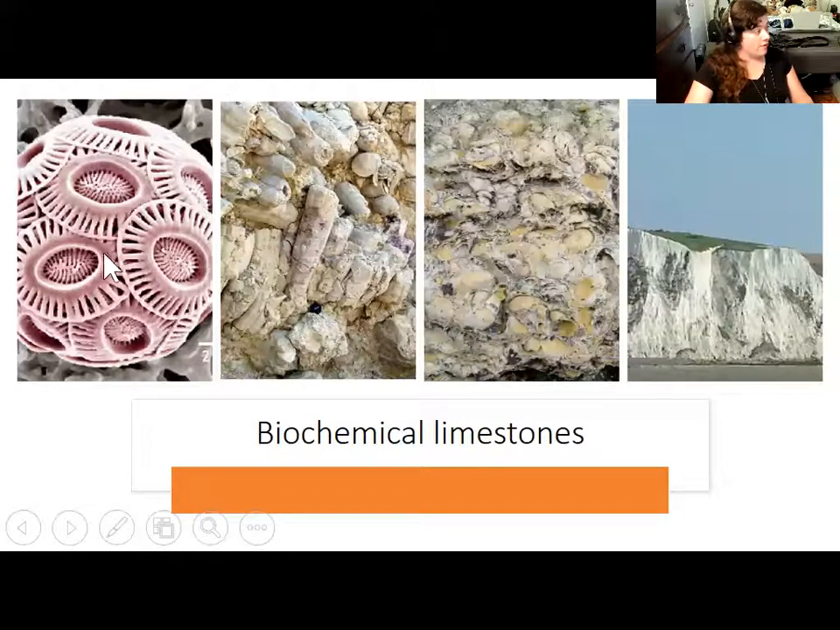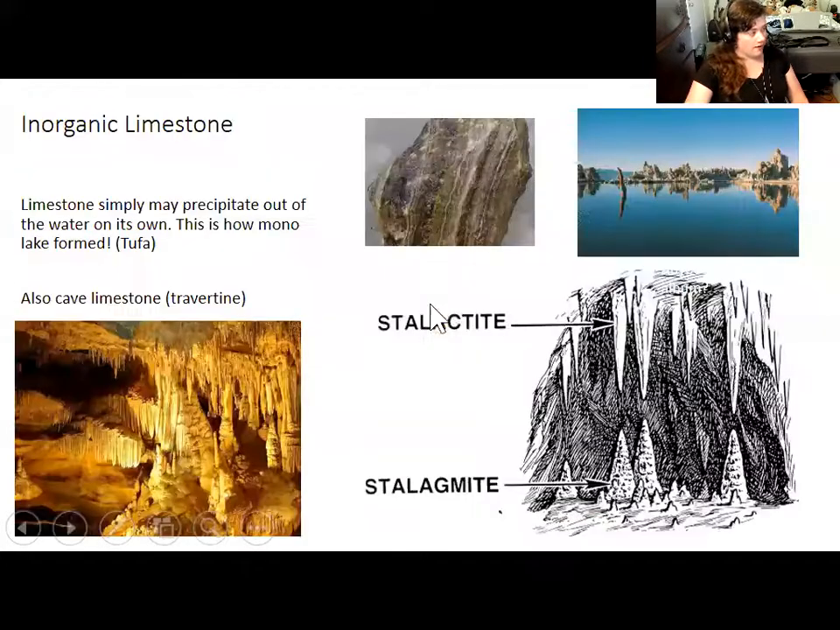You get these phytoplankton forming these really nice chalky layers. And then also you'll have limestones that have visible fossils in them, which is really cool. You'll have what's known as fossiliferous limestone. And then, of course, limestone can precipitate on its own. It can precipitate in caves or in lakes like Mono Lake, where you get the specific variety known as tufa forming.